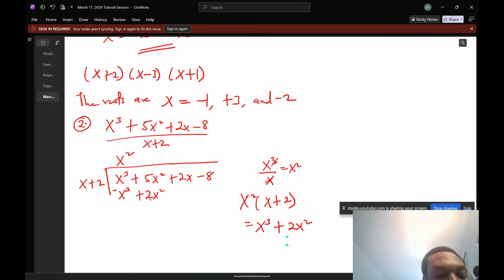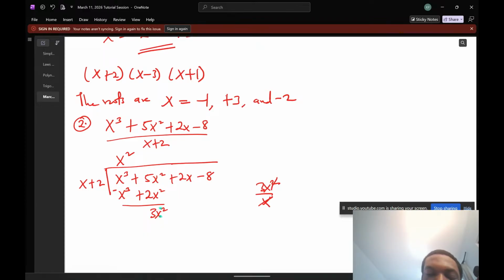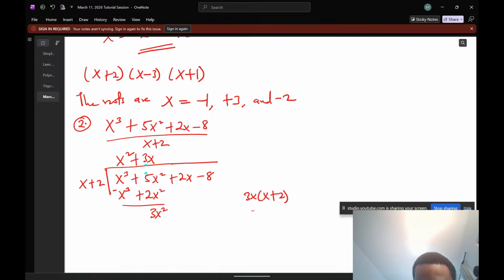So x cubed minus x cubed is 0. 5x squared minus 2x squared is 3x squared. So 3x squared, 3x squared now divided by x. 3x squared divided by x, that will give us 3x. That was plus 3x. Okay. So we can use 3x to multiply through x plus 2 again. Let's use 3x to multiply through x plus 2. So that's 3x times x is equal to 3x squared plus 6x. So now let's minus it from 3x squared plus 6x.